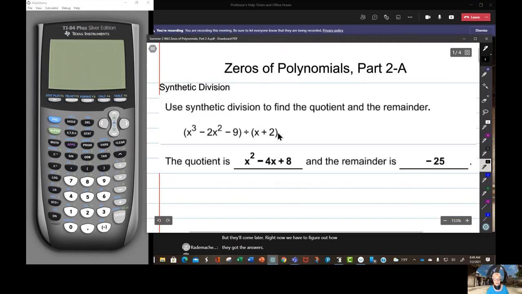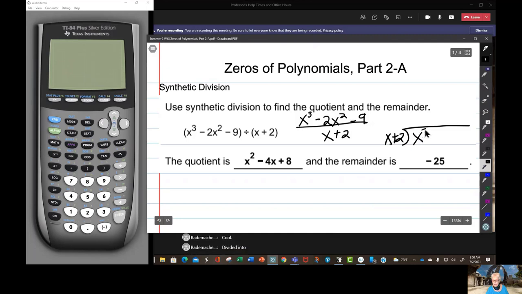All right, what this says is we have a polynomial, x to the third minus 2x squared minus 9. And we're dividing it by x plus 2. Or another way of saying this is x plus 2 divided into x to the third minus 2x squared minus 9.